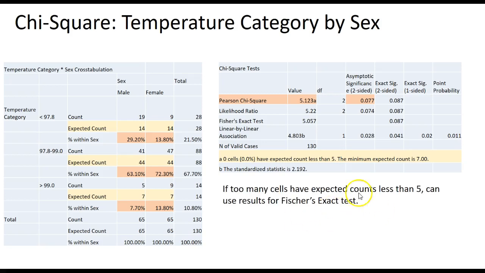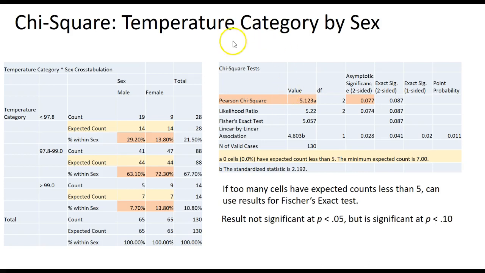Now, if it had been different, if there had been too many cells with an expected cell count less than 5, the easiest way to address that problem is to simply use the Fisher's exact test. And you can see that that is right up here. And the Fisher's exact test doesn't have that assumption, so that would be an appropriate way to solve that problem.